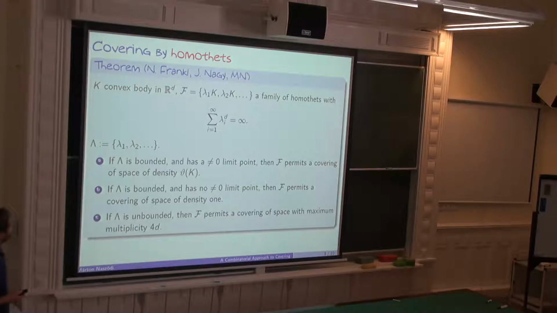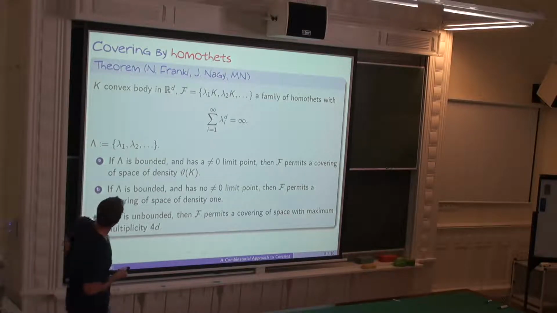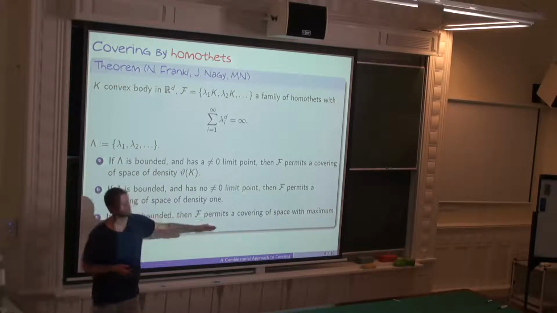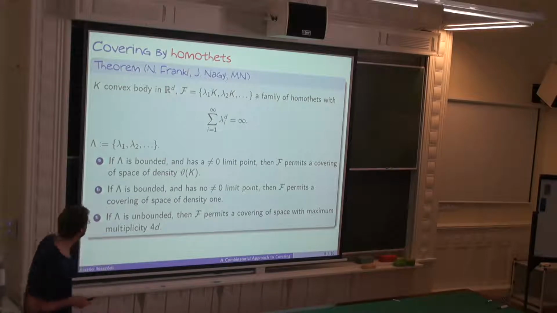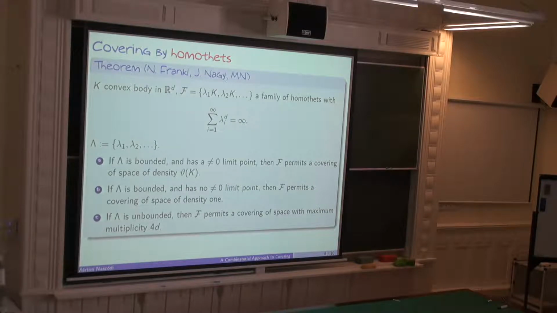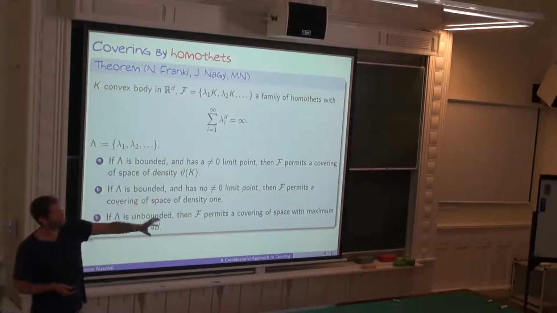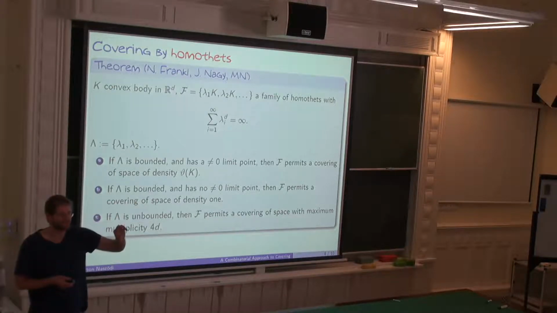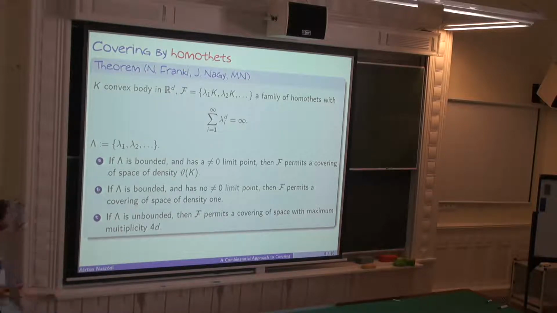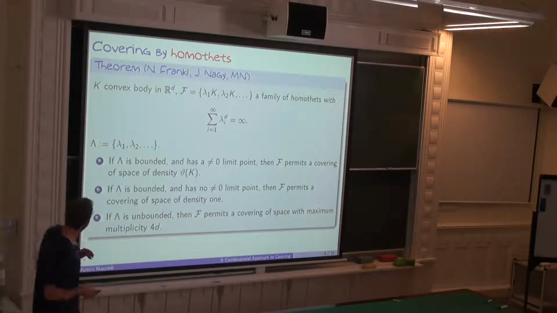So the interesting part is when this lambda is bounded, so we don't have too large lambdas, and the only limit point it has is 0. So in this case, it turns out that you can actually cover space with density 1, which is not counterintuitive. It says that you have bigger and smaller and smaller copies, then with the right translations you can cover all of space, essentially everything being covered only once.